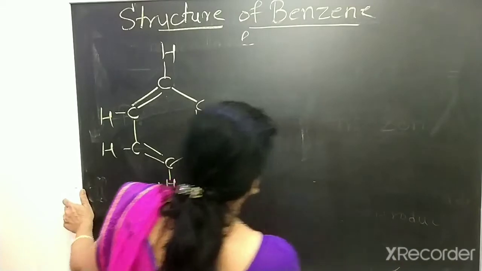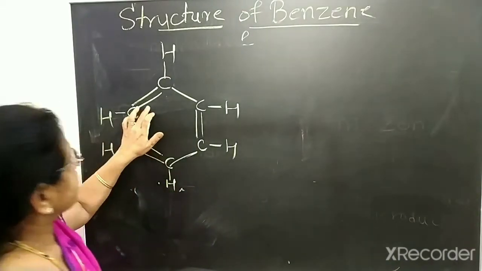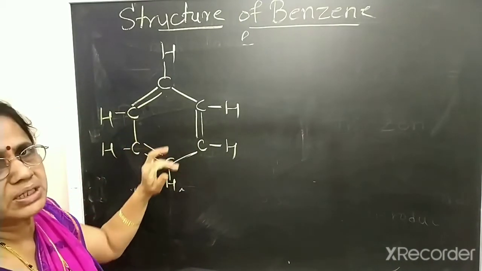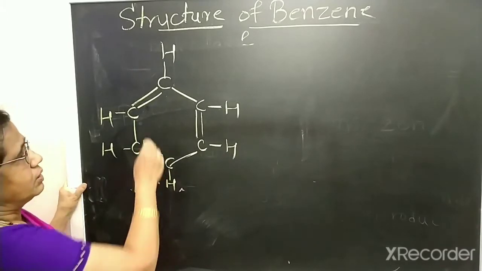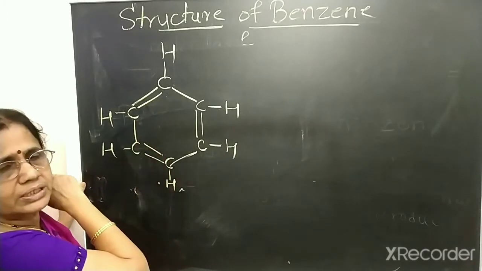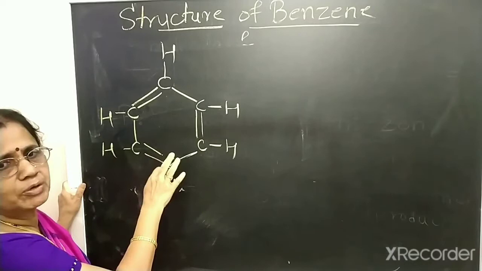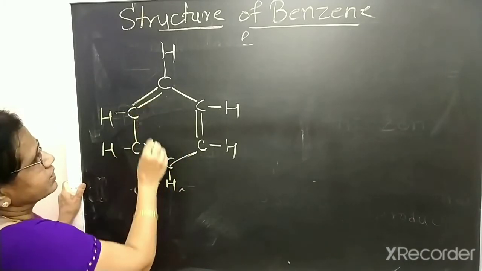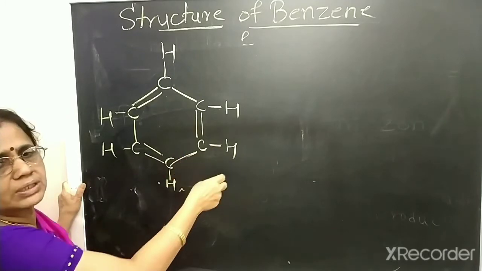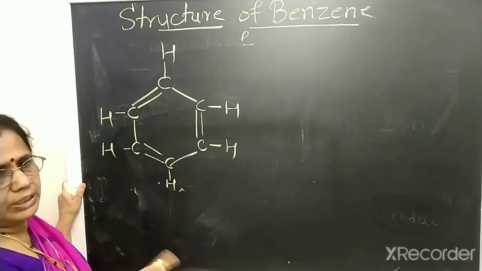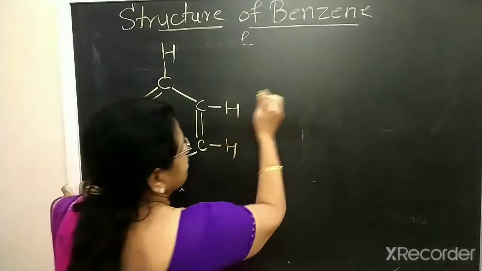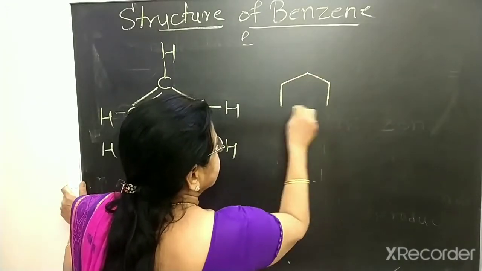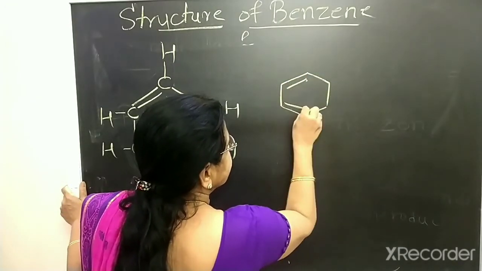So he gave that the pi electrons have an oscillating nature. He gave the cyclic compound, a cyclic arrangement of 6 carbons with alternate single and double bonds, and each carbon contains one hydrogen. Or the bond line structure of this benzene is written like this.